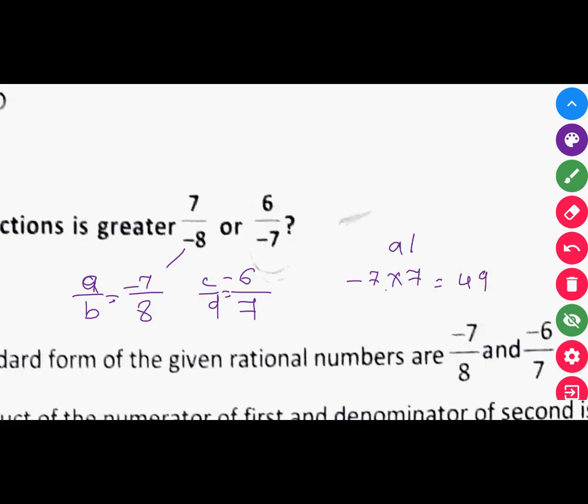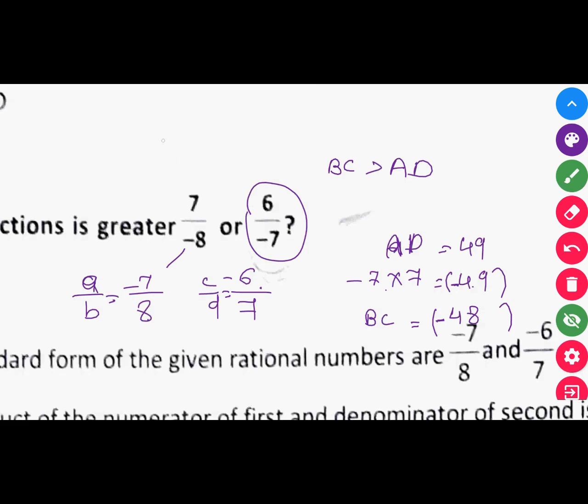Product AD is 49 and BC is 6 8s are 48. But see, both the numbers have minus sign. Though positive 49 is greater than positive 48, here minus 48 is greater than minus 49. So here BC is greater than AD. So 6 upon minus 7 is greater than minus 7 upon 8. Okay.